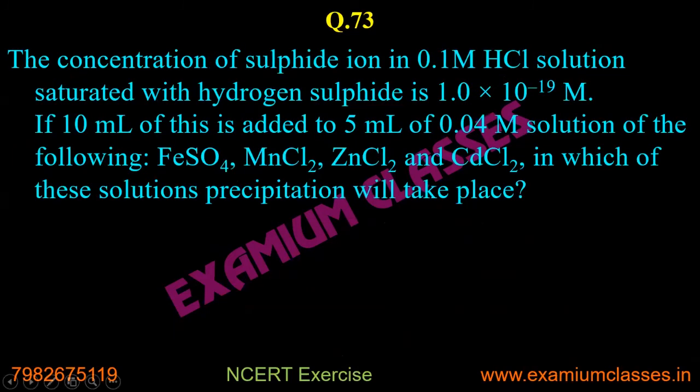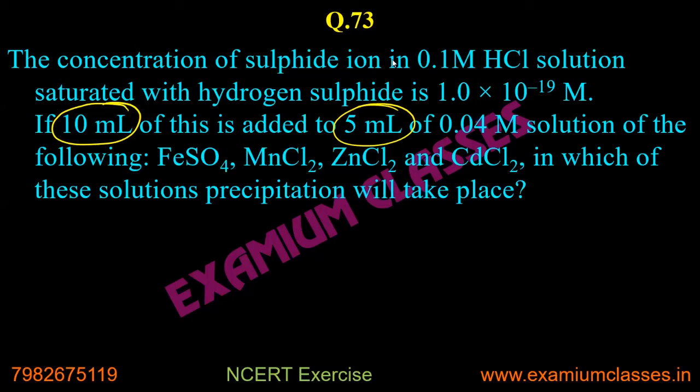Next question. The concentration of sulfide ion in 0.1 M HCl solution saturated with hydrogen sulfide is 1 into 10 power minus 19 M. If 10 ml of this is added to 5 ml of 0.04 M solution of the following, now, okay, slightly tricky. Here, the volume is not double. The volume is actually 10 ml plus 5 ml, so it will be 15 ml total.